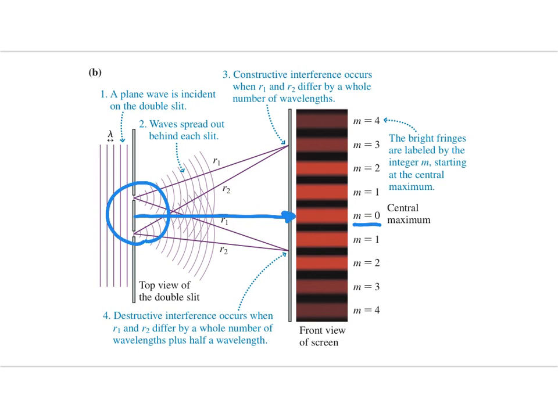And then I get subsequent bright fringes out to each side, and I have an index variable that goes out from the center. m equals 1, m equals 2, m equals 3, m equals 4 for the successive fringes. I get another set out the other side, m equals 1, 2, 3, 4, etc. This is my double slit interference pattern.